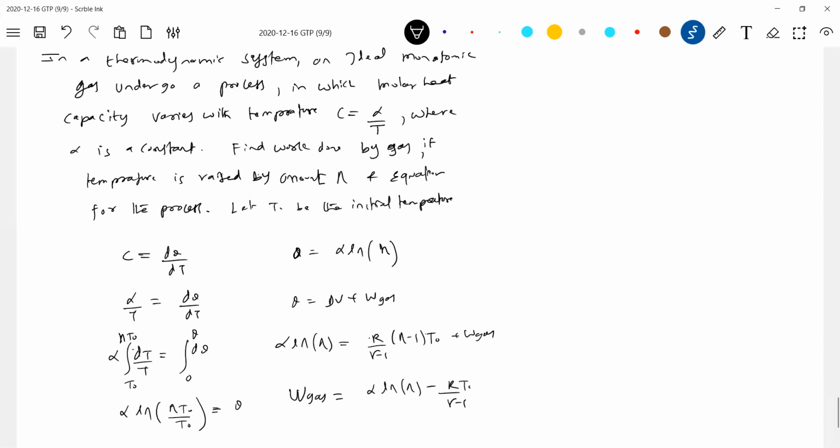It's a formula so that a student can analyze that molar capacity can vary with the temperature also, can vary with volume also, any of these things. So there's the work done by the gas. After this, what is asked? Equation for the process. How to bring the equation for the process? Can you solve this?